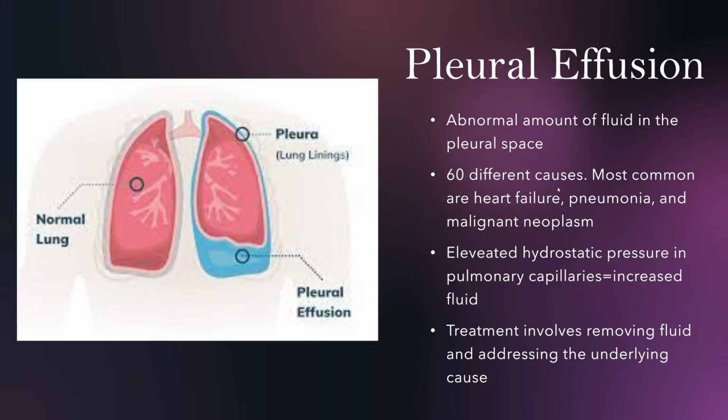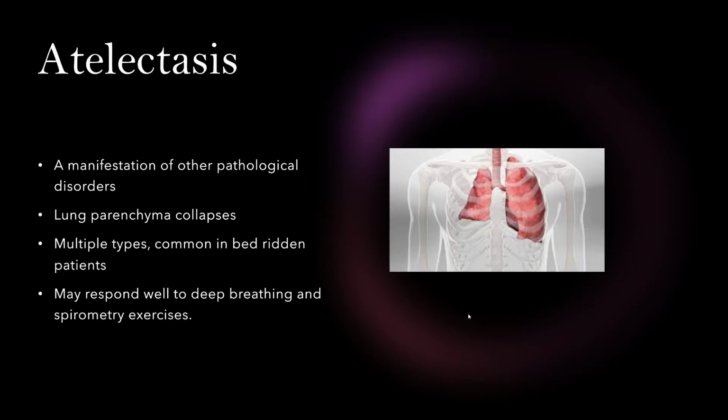There are 60 different causes. As you probably guessed, heart failure would be the most common, especially left-sided heart failure. This can happen with pneumonia as well because it brings extra circulation and fluid to the lungs to fight infection, as well as a tumor. A malignant neoplasm can cause this. You have elevated hydrostatic pressure in the capillaries, which equals increased fluid leakage into the pleural cavity. Treatment involves removing fluid and then addressing the underlying cause so it doesn't return.